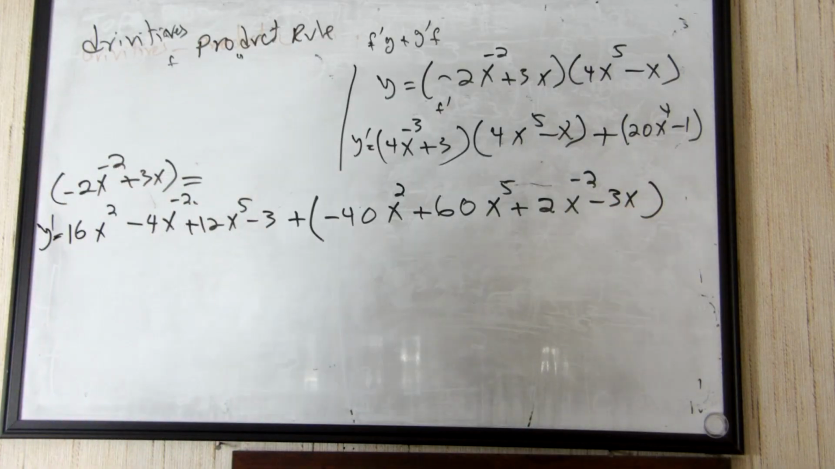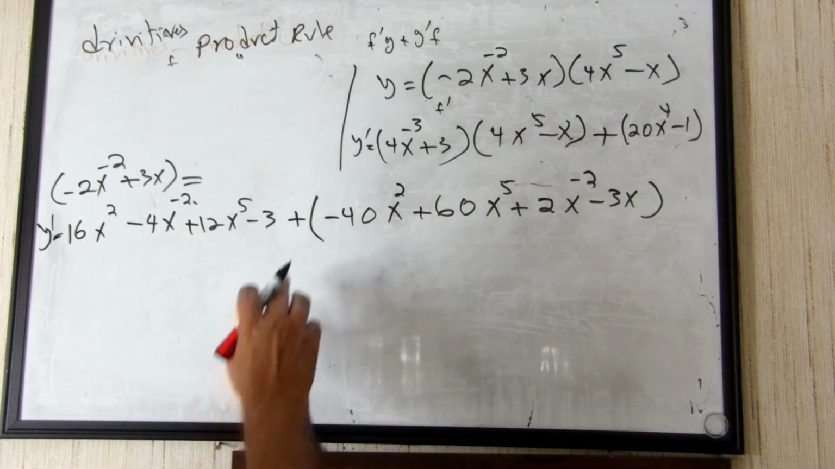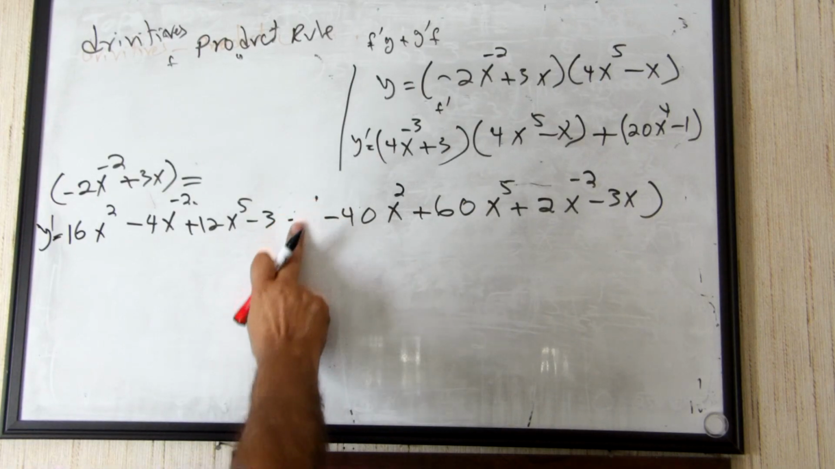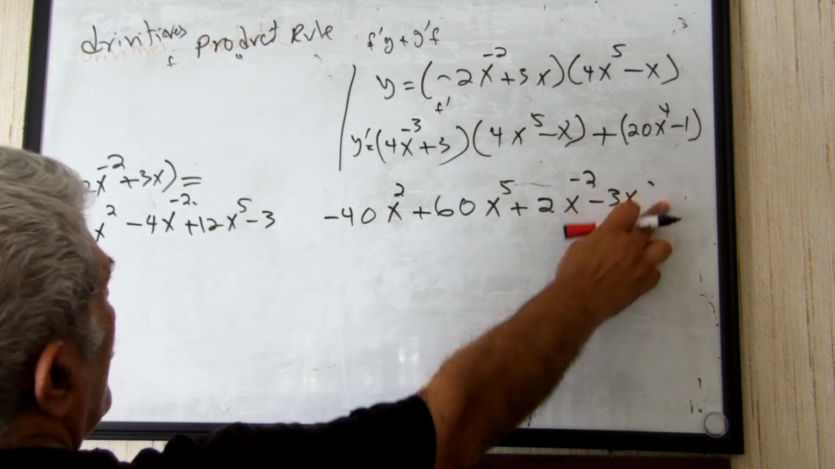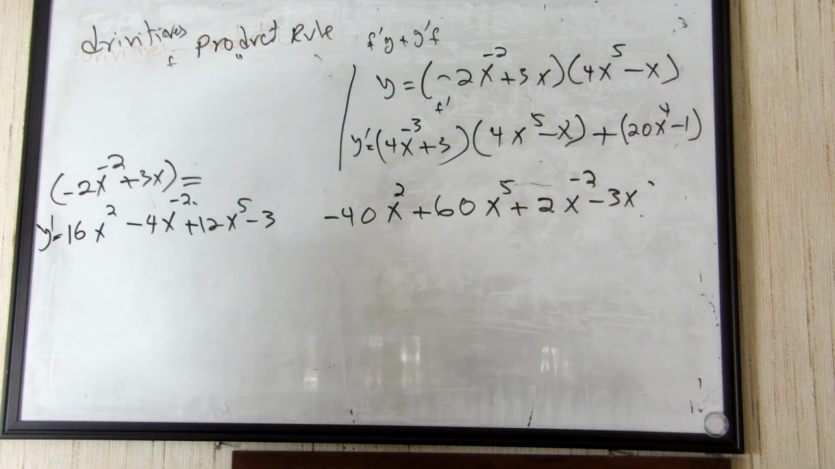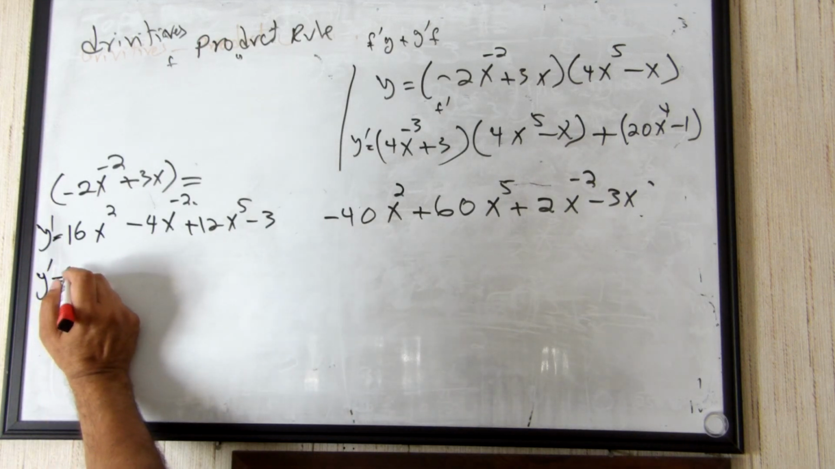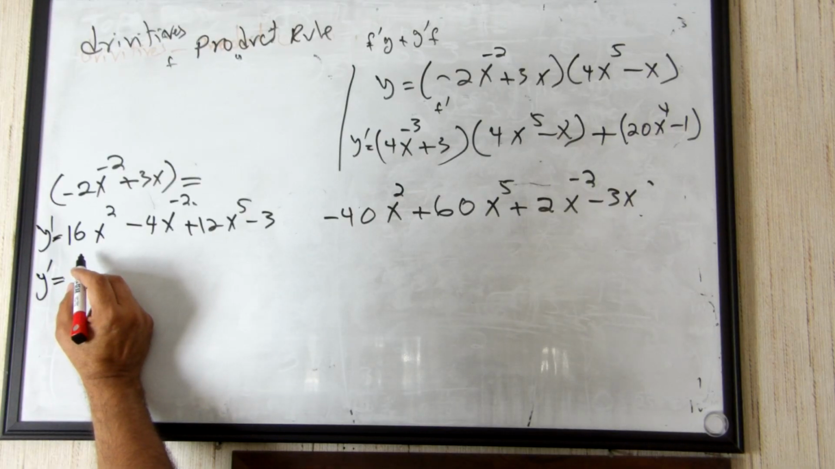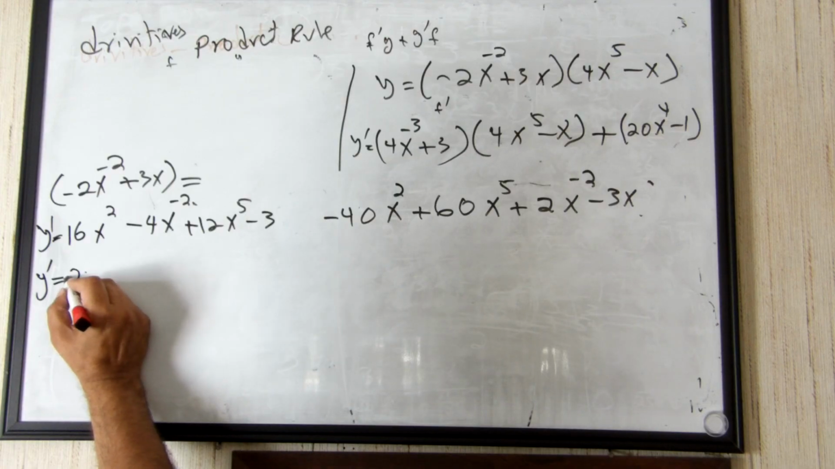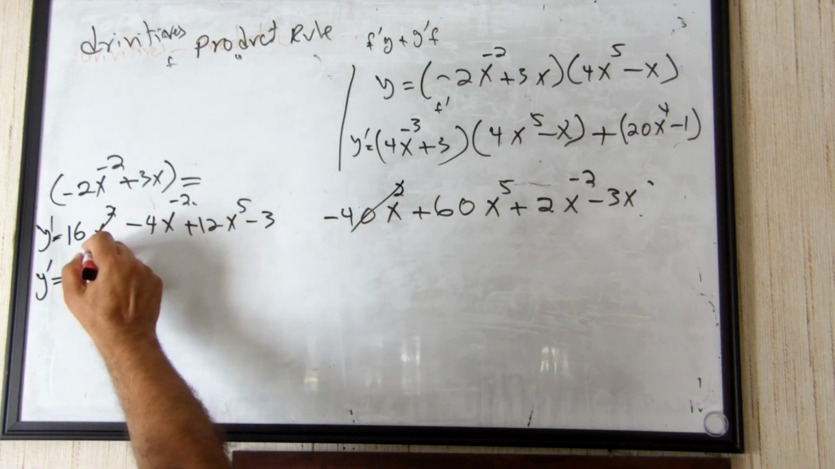Okay, we can take this out because it was plus times. This is all going to be the same. So okay, 16x^2, 40x^2, y prime is going to be 20 minus 24x^2. Okay, x^2 plus x^2 is going to go.